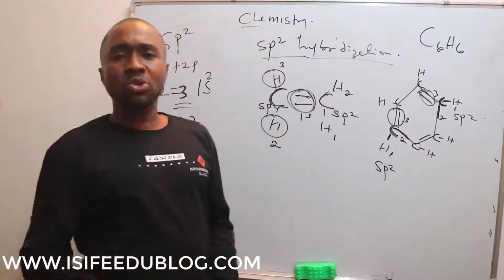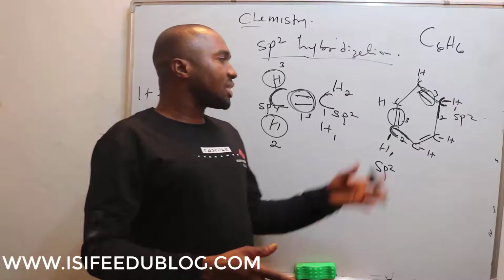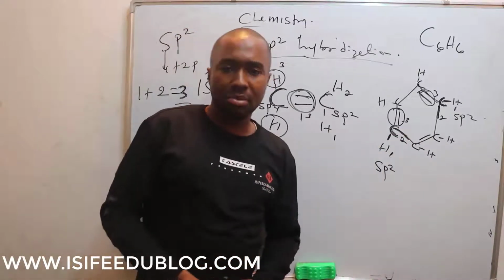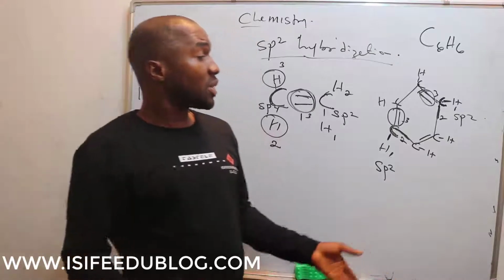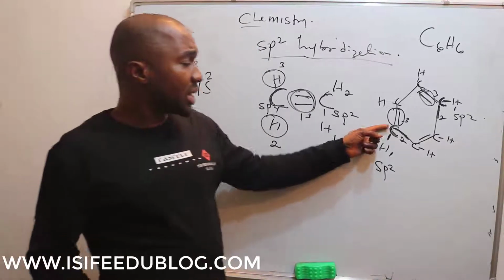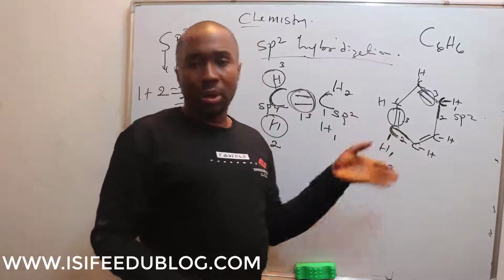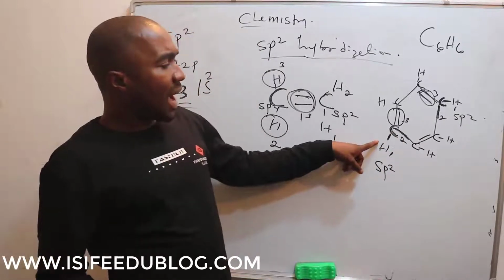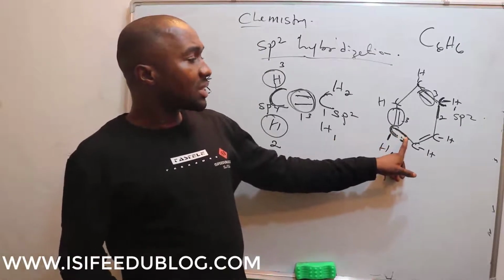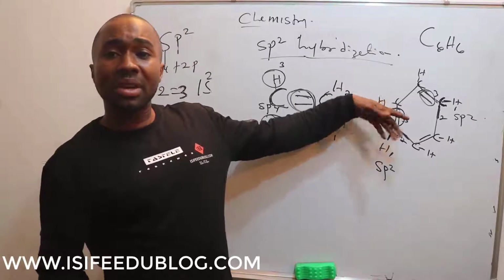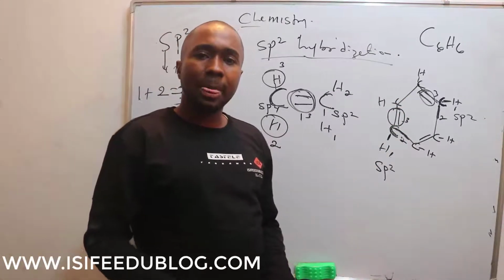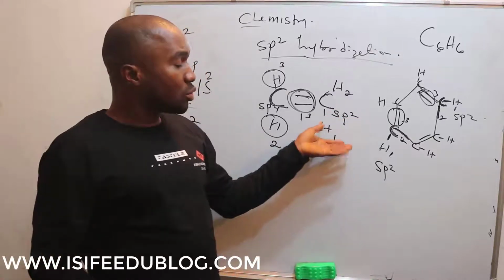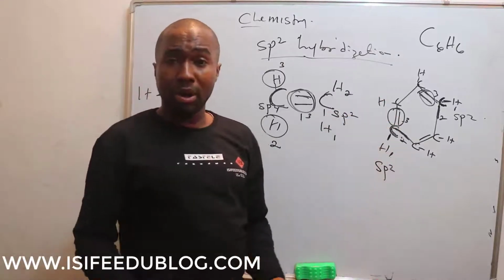So if a question comes this way, what is the type of hybridization taking place in benzene? The answer is SP2 hybridization. The reason is because if you come to the benzene ring, the number of attachments to the carbon is 3 attachments. 1 hydrogen and a bond this side and another bond this side, making it 3 attachments. So it's SP2 hybridized. If you don't want to use that situation, you can also use the number of bonds.